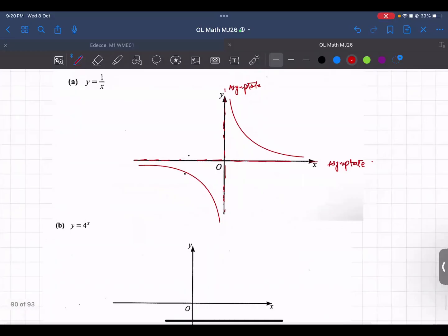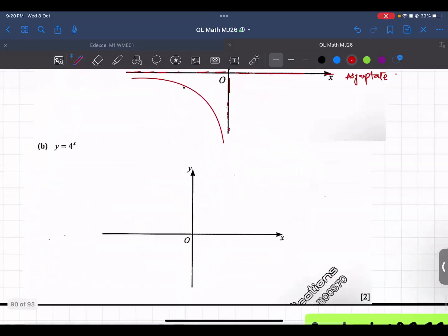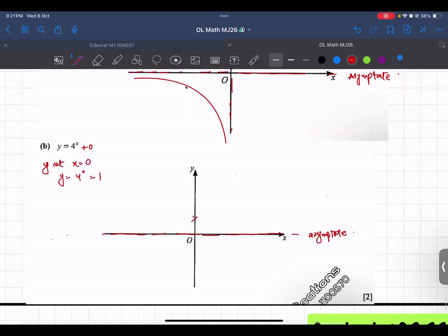Then 4 power x. This is the simple one. The horizontal asymptote is y equals 0, the x-axis. And you find the y-intercept, and for the y-intercept, your x will be 0, and y is equal to 4 power 0, which will be 1. So it will pass through 0, comma 1. And this is positive x power, so this would be exponential growth. So it would go like this. It is growth. It is increasing.